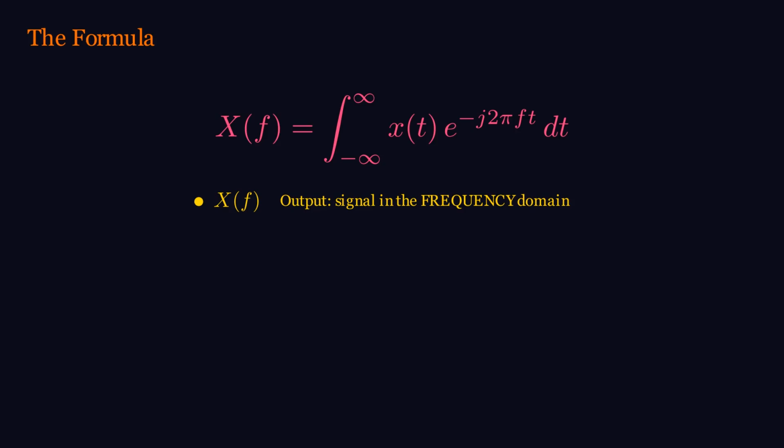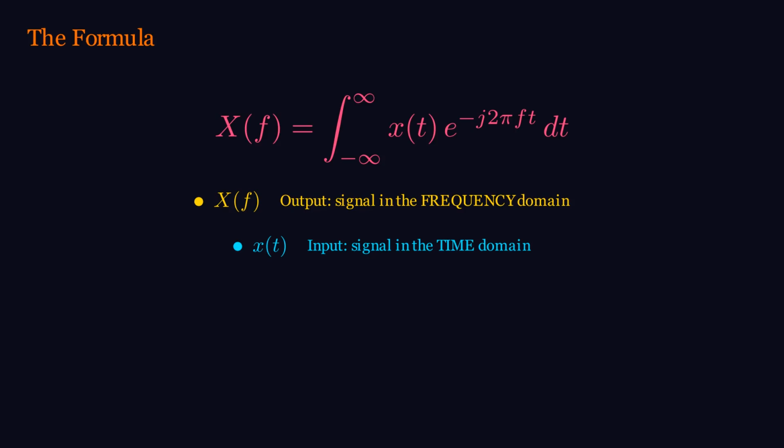Don't panic. We'll break it down piece by piece. Capital X of f, that's our output. The signal expressed in the frequency domain. This is what we're solving for. x of t, that's our input. The original time domain signal we started with.